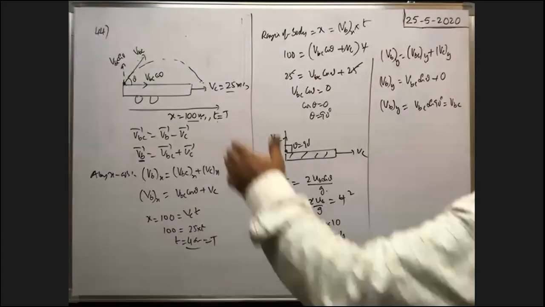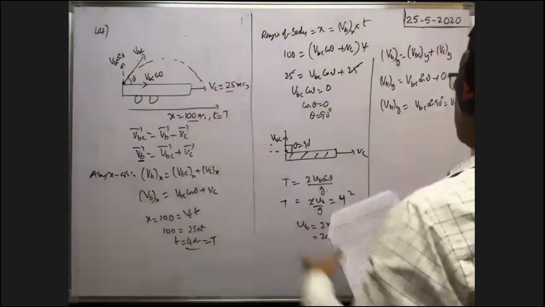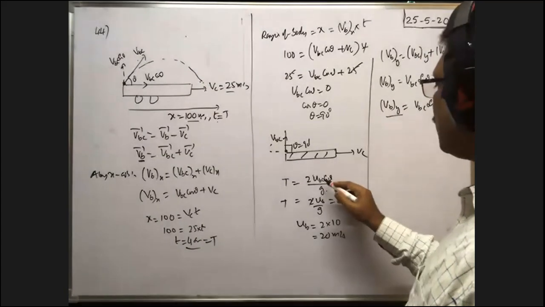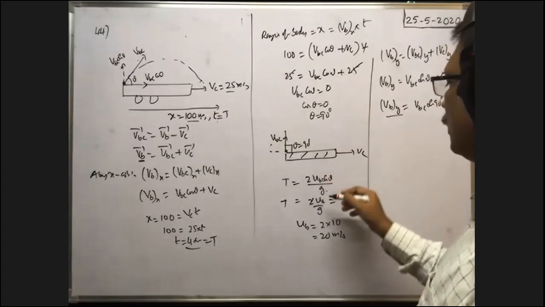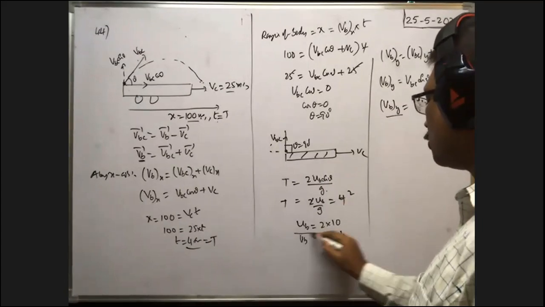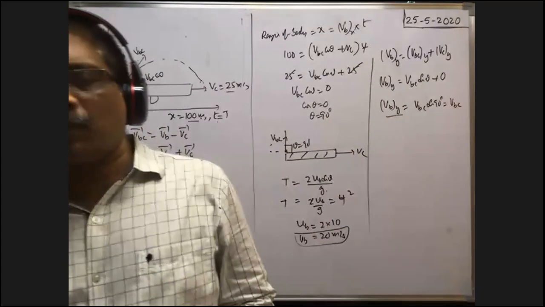So the body is projected vertically upward with respect to car with a velocity equal to this one. Therefore ub sin theta is the velocity of the body along y-axis only, that is equal to ub only. So ub is equal to how much? Ub is equal to 20 meter per second. It is the velocity with which the body is projected vertically upwards.